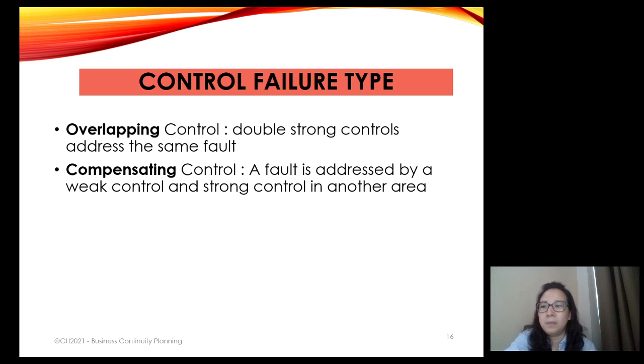And then we're talking about the compensating control. It means that it's possible that a fault is addressed by a weak control in one side, but then there will be another strong control in another area. Okay.